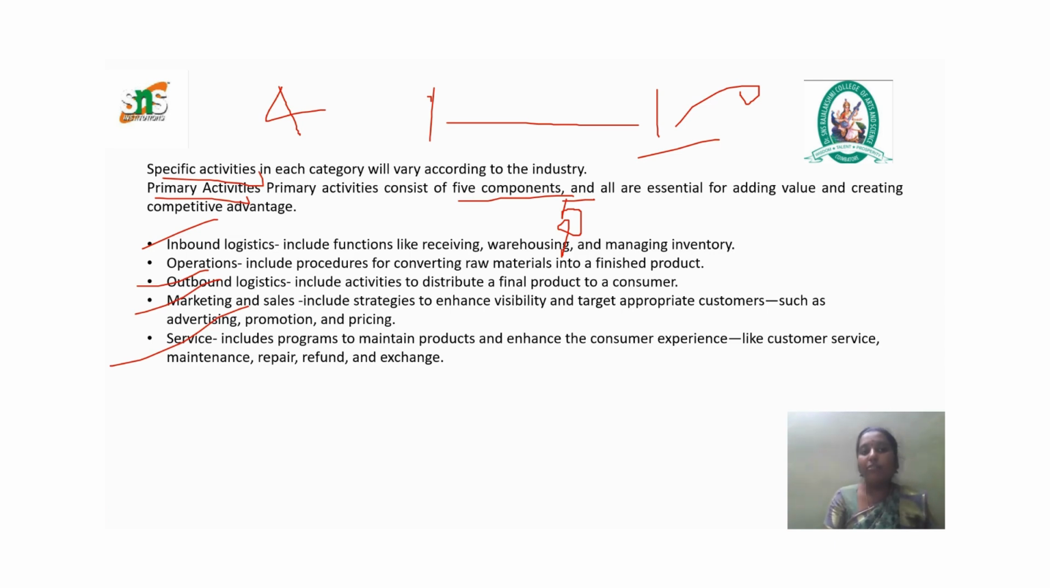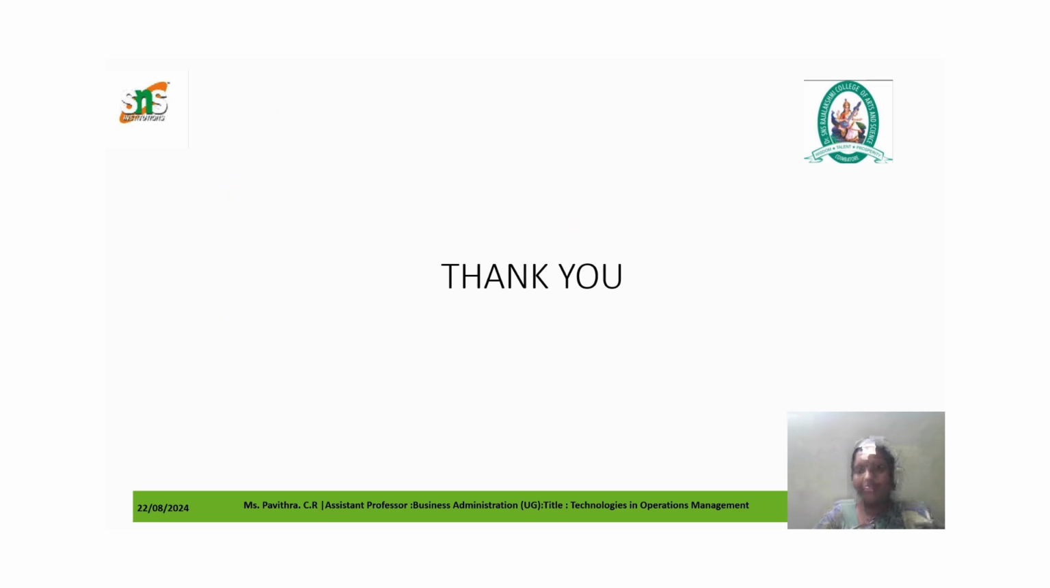So these are the 5 components of the value chain concept. In this video we have discussed the 5 components of primary activities: first inbound logistics, and then operations, outbound logistics, marketing and sales, and services.